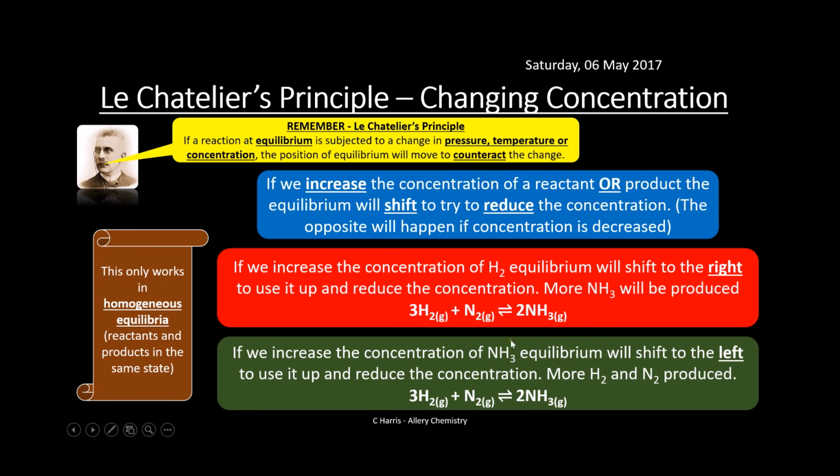Now, if we increase the concentration of ammonia, equilibrium will shift to the left, trying to use up the amount of ammonia, because we've just increased it, so it'll do the opposite. As a result, we'll get more hydrogen and nitrogen produced, which means we get more reactants. So you can see here how concentration can change this. Notice all of them are in the same state. That's what we mean when we see homogeneous.